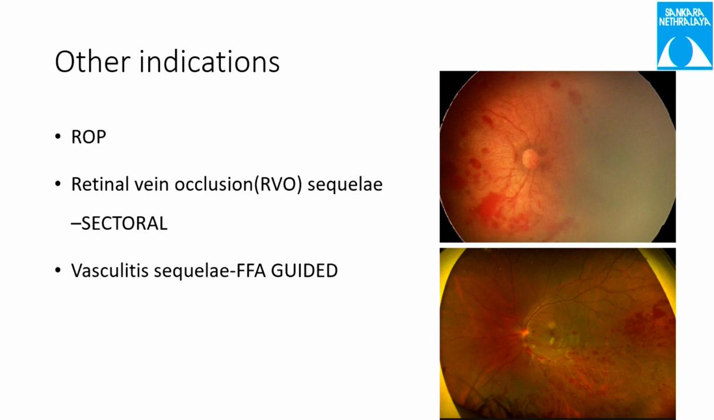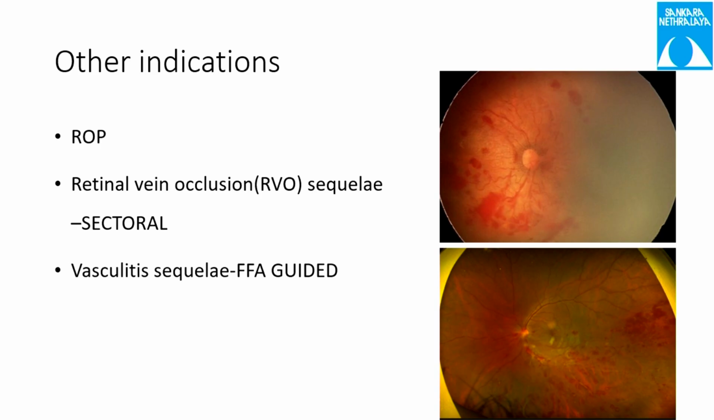Okay, so what are the other indications? Of course, this is the fairy looking eye. This is the AROP. We routinely do laser for such conditions, of course in staged ROP as well. We also do sectoral laser for patients with retinal vascular occlusion sequelae and of course FFA guided laser to CNP areas and neovascularization in vasculitis sequelae.